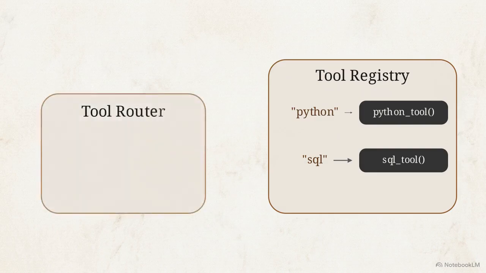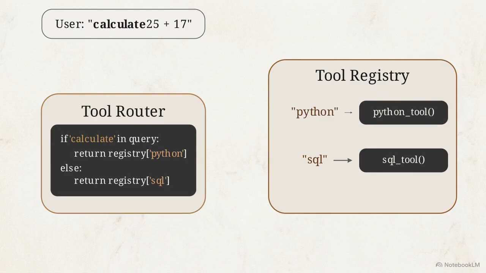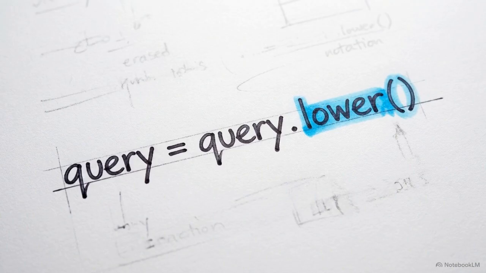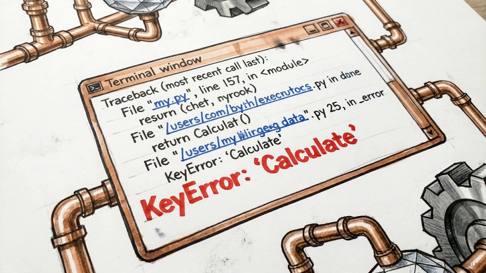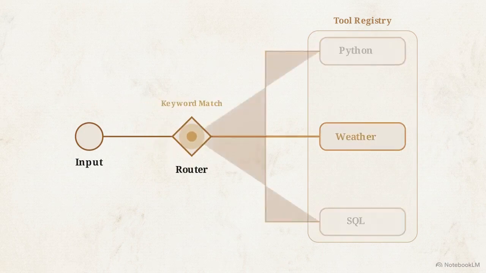Next, we write the router. A simple function checks the query for keywords. Using an if-else statement, if the query contains calculate, it dynamically routes to the Python tool. To ensure this logic works consistently, you must standardize the input. Add a line converting the user's query to lowercase immediately. Without this, a capitalized calculate bypasses your router entirely and breaks the system. A central registry paired with a keyword router establishes a clear, structured decision path for the AI to follow.